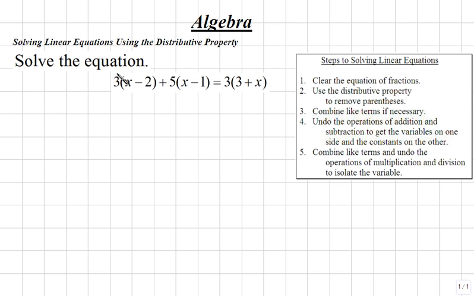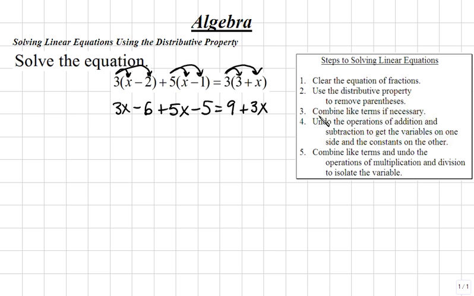So, we'll distribute 3 to x and to minus 2, we'll distribute 5 to x and to minus 1, and we'll distribute 3 to both 3 and plus x. So 3 times x is 3x, minus 3 times 2 is 6, plus 5 times x is 5x, minus 5 times 1 is 5, equals 3 times 3 is 9, plus 3 times x is 3x.